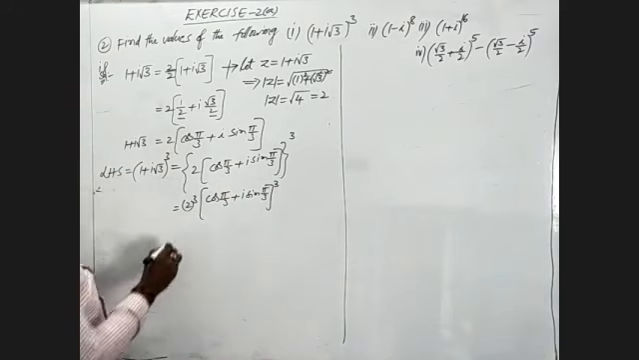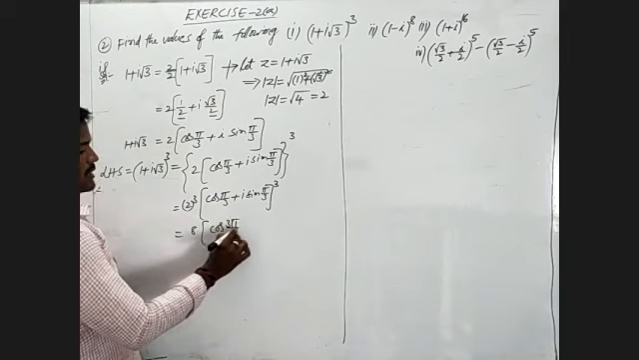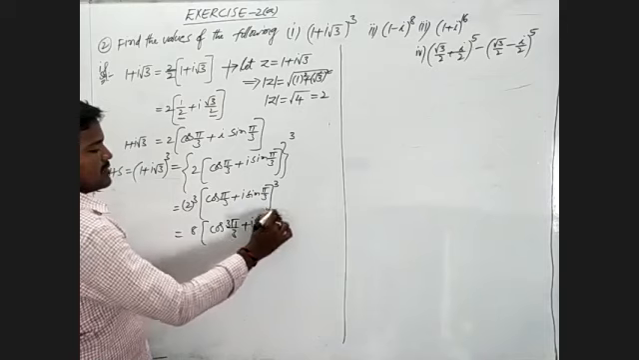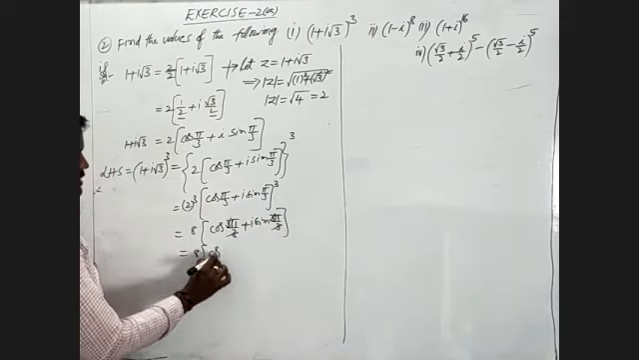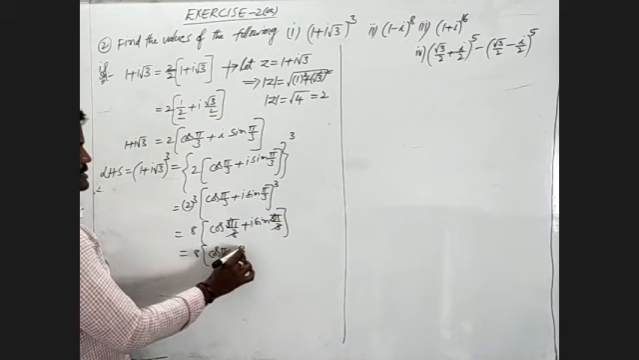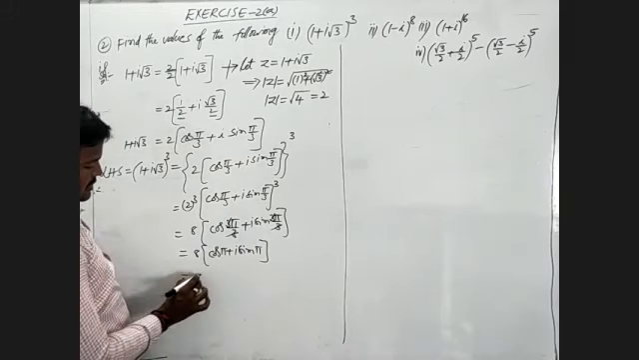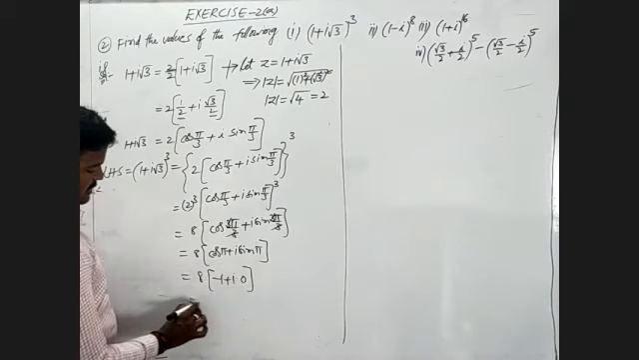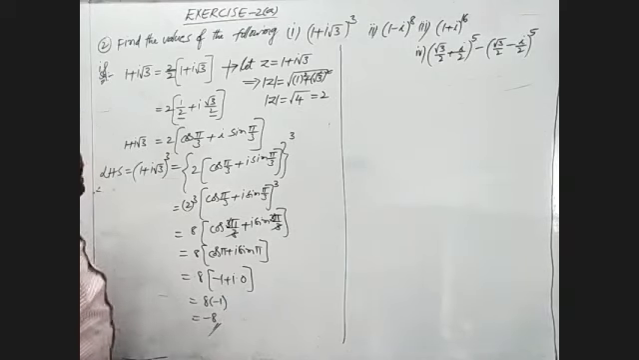This value will become this side, that I will write 8 into cos 3 pi by 3 plus i sin 3 pi by 3, where 3 and 3 will be cancelled. Remaining we have to write 8 into cos pi plus i sin pi, where cos pi is nothing but minus 1. That I will write 8 into minus 1 plus i into 0, that is 8 into minus 1 is equal to minus 8. This is the given value.